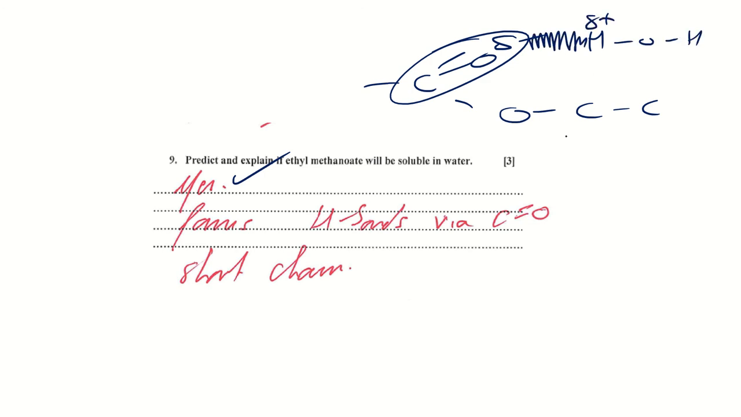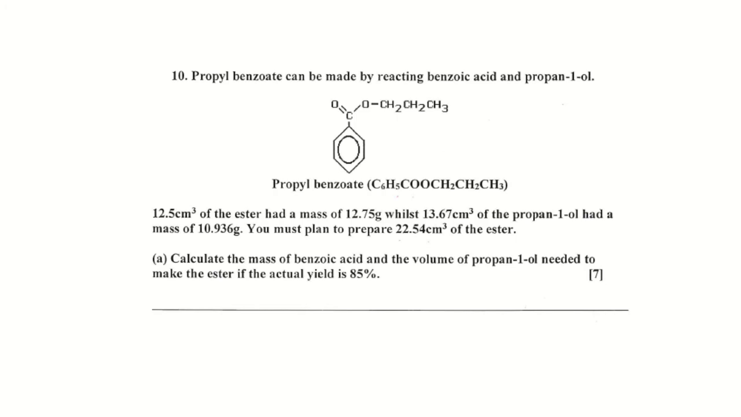Alright, and it has a short chain. So it can form hydrogen bonds via the COO that we have on it, and it's a short chain. So there's your 3 marks. Then we were into the calculation, which caused a lot of difficulties.